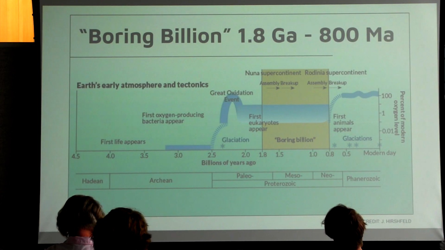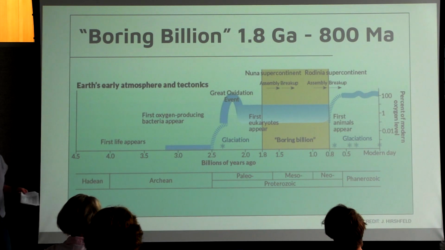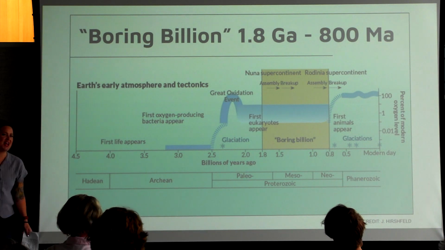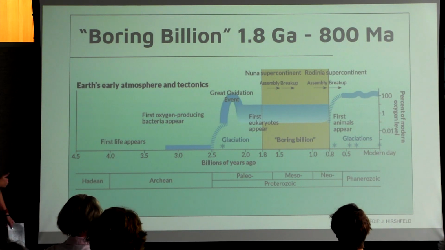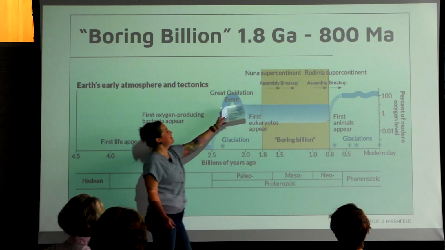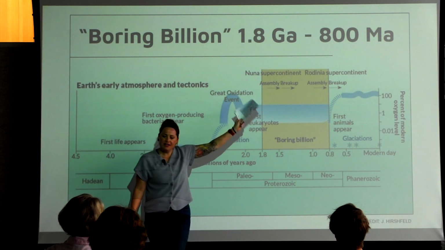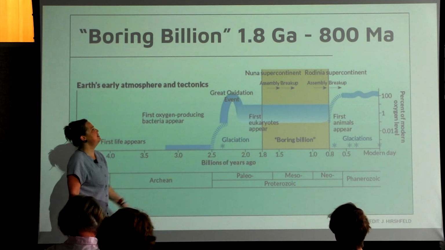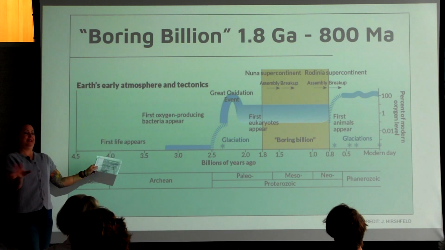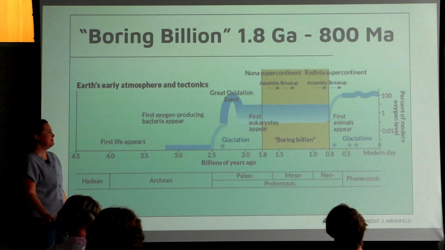So now let's move into the boring billion. It gets a bad rep. About 1.8 billion to 800 million years ago, this is actually a time of pretty much stasis. We were kind of just chill. No major things happened. No evolutionary breakthroughs happened at this time. We do have some tectonic activity, but these continents are very, very small, and the difference between Nuna and Rodinia is pretty small. It's like they kind of just separated and then they came all back together. So it was not a big change.